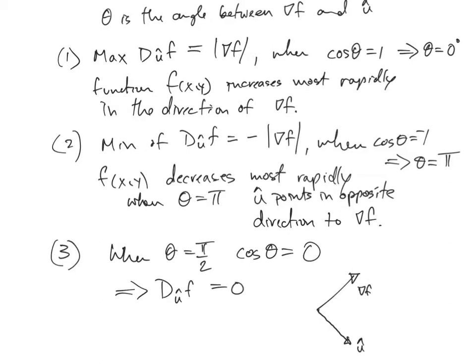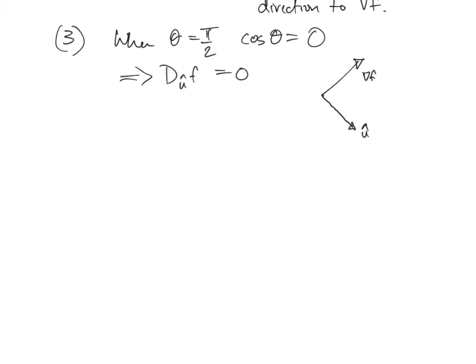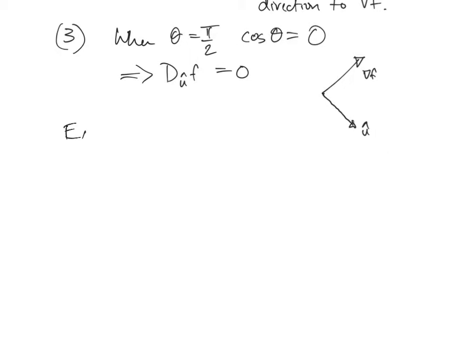So if we're given a function, we can find the direction in which at a particular point that function increases most rapidly. That's given by the direction of the gradient function. We can find the direction that the function decreases most rapidly. That's 180 degrees from the gradient function. And we can find one or maybe two directions in which the function doesn't change if we move in that direction, okay? All right, so let's do a quick example of that. And then we're basically done with directional derivatives.